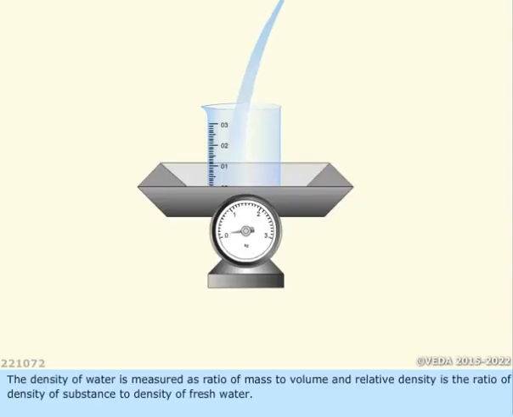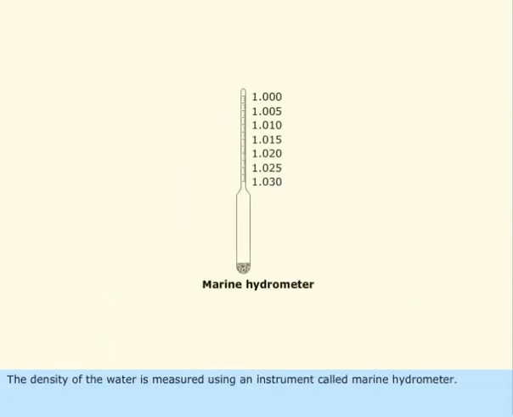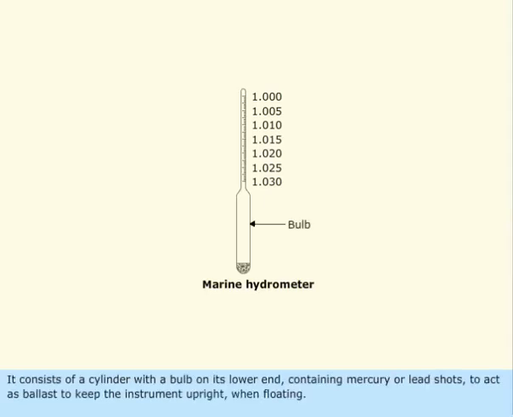The density of water is measured as the ratio of mass to volume, and relative density is the ratio of the density of a substance to the density of fresh water. The density of the water is measured using an instrument called a marine hydrometer. It consists of a cylinder with a bulb on its lower end, containing mercury or lead shots to act as ballast to keep the instrument upright when floating.